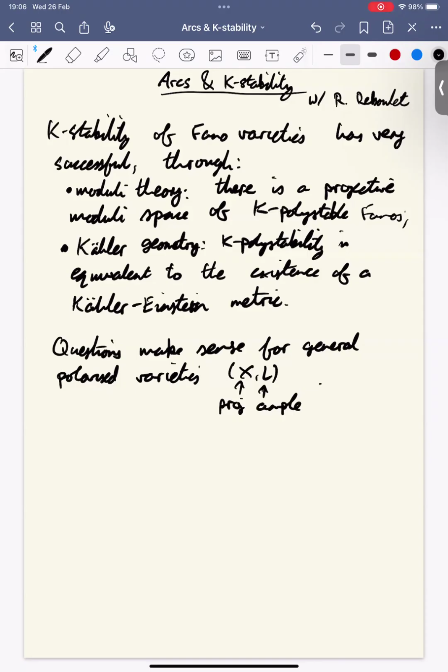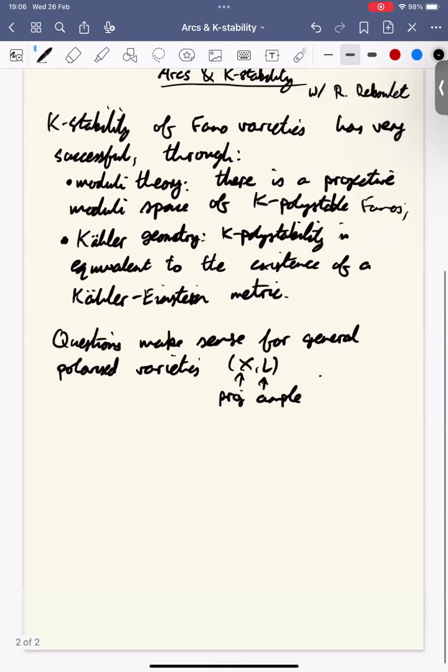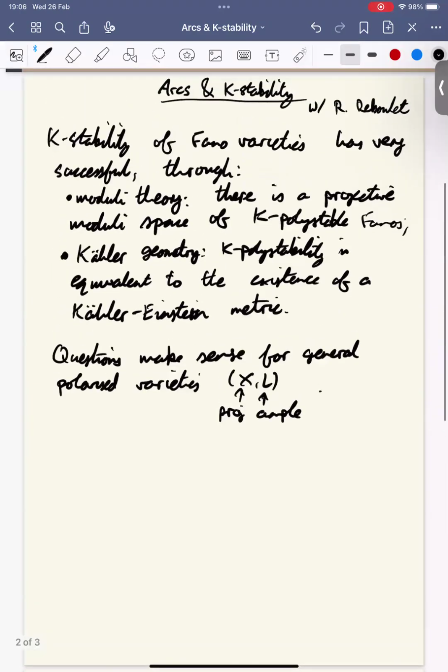Okay, but actually here we know very little. The state of the art for the general case is really very far behind the Fano case. So in particular, my first claim is that we actually don't even know what the right condition generalizing the notion of K-stability for Fano varieties actually is. As in, K-stability is surely not the right condition to be related to moduli theory and Kähler geometry outside of the Fano case. Probably you need something stronger, we don't even know what that stronger thing is as such.